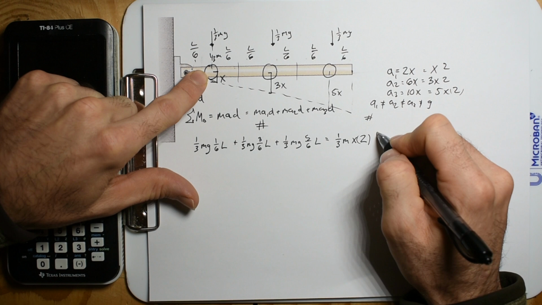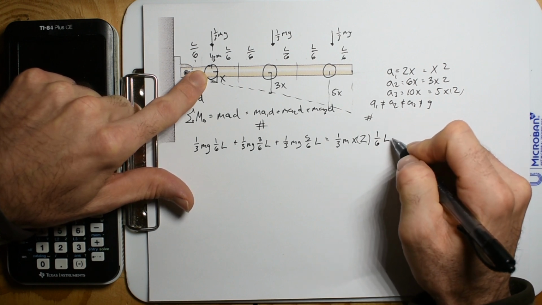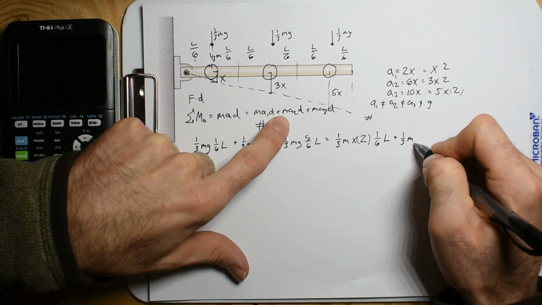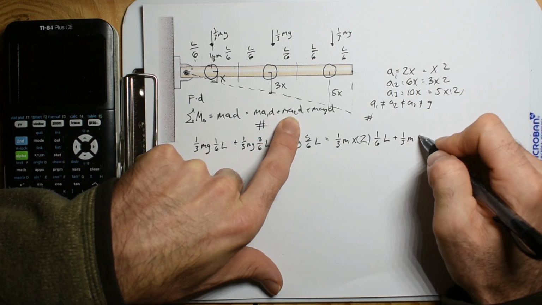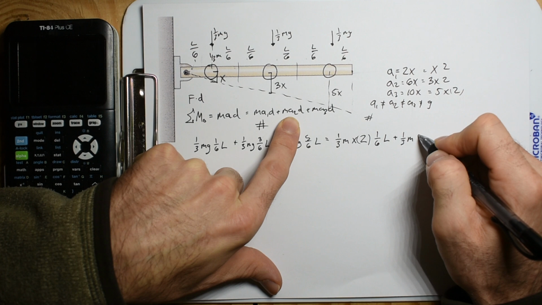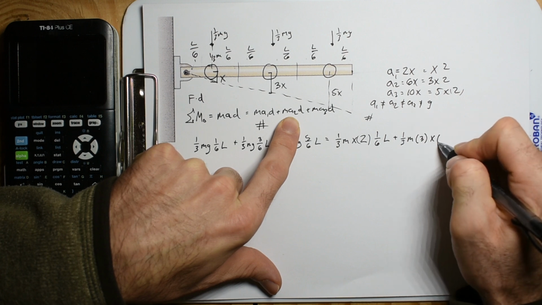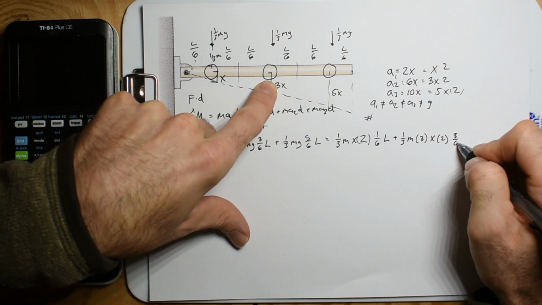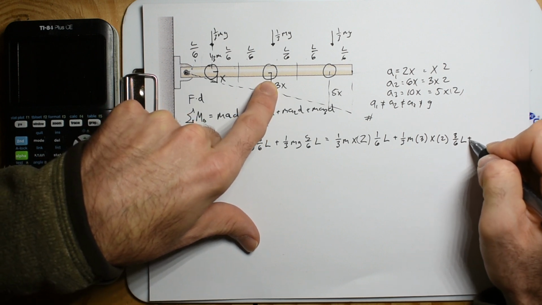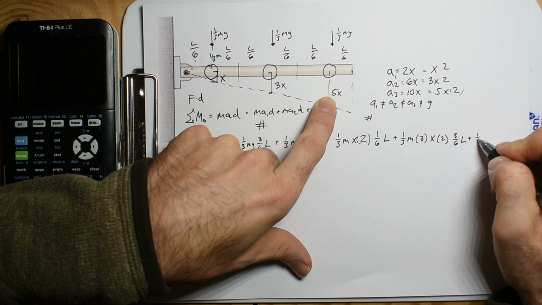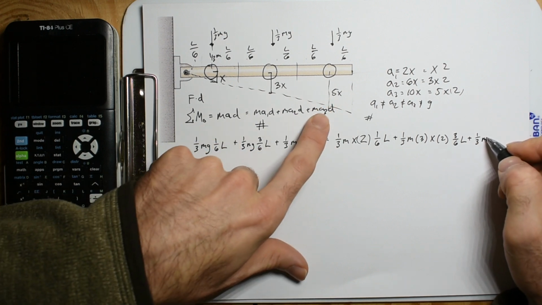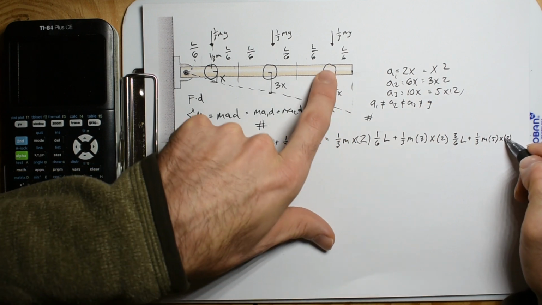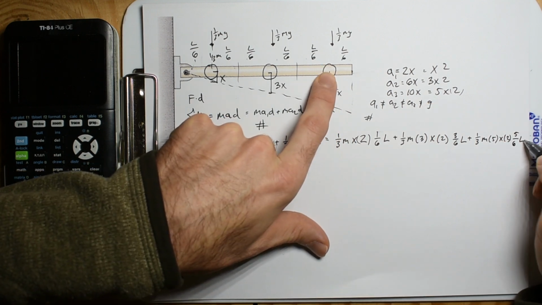The distance to this one is going to be 1/6 L. All right, we're done with that term. So now we go to this term. We have 1/3 m. Our acceleration is going to be 3x times 2, and our distance out here is going to be 3/6 L. Cool. All right, last one. We have 1/3 m. Our acceleration on this is going to be 5x times 2, and our distance out to this one is 5/6 L.